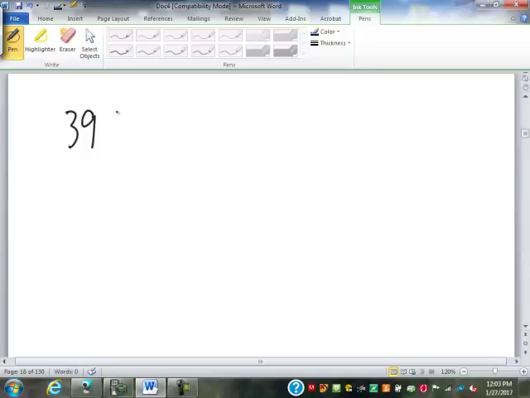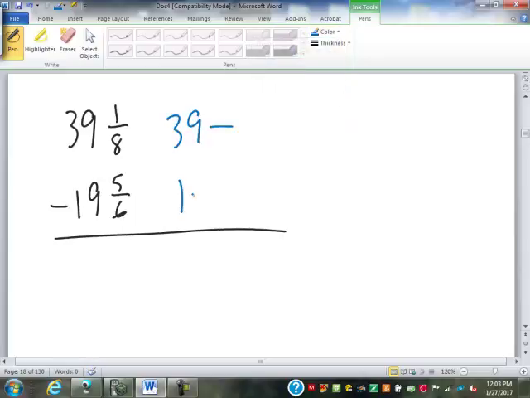Let's do 39 1/8 minus 19 5/6. Common denominator. I'll help you out. There's 24. What's going to go up here? Careful. I know what you're thinking. It's 3, right? 8 times 3 and 1 times 3. What's going to go up here? That's okay. Happens to the best of us. What's going to go up here?